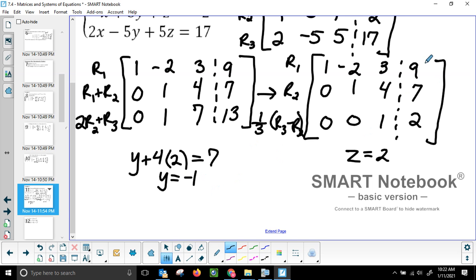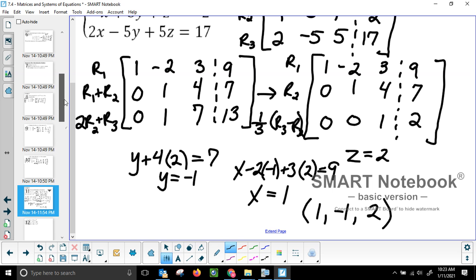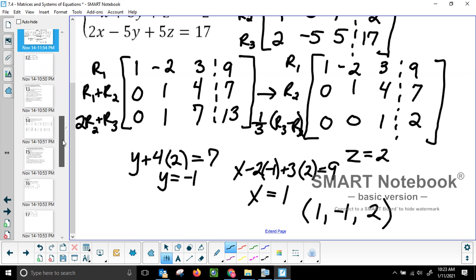Now that I know y and z, I can jump up to my first row. Remember, this represents x minus 2y plus 3z equals 9. So x minus 2y, which is -1, plus 3z, which is 2, is equal to 9. So this is positive 2 plus 6, so that's positive 8. If I subtract 8 from both sides, x is equal to 1. So my solution to this system is 1, -1, 2. That is my ordered triple: my x, my y, my z. It works the exact same way as the systems we were doing last week, but now we put them in matrix form.